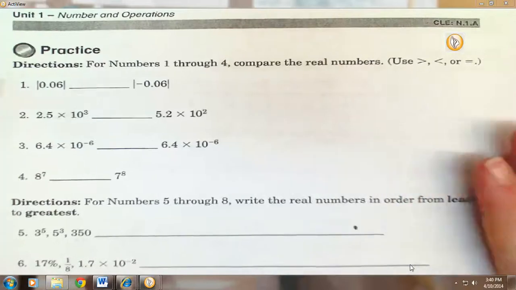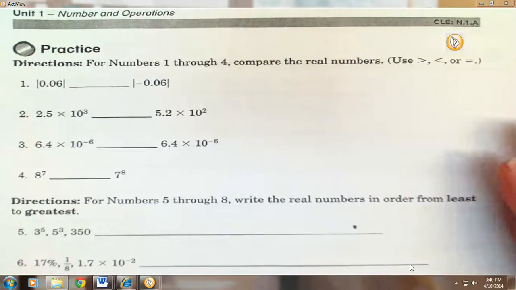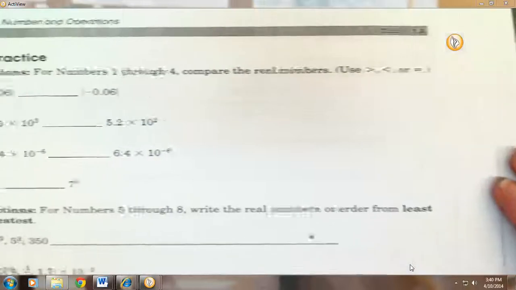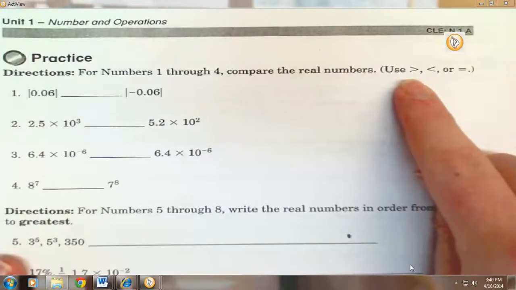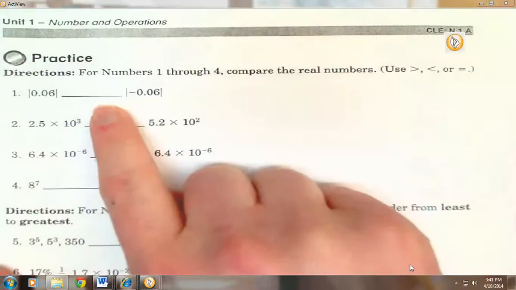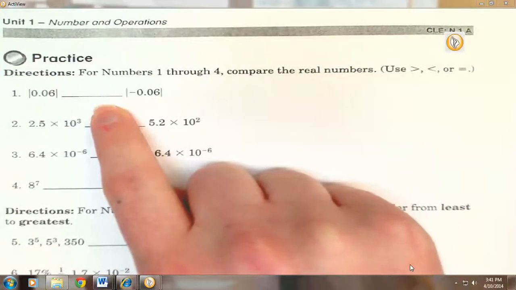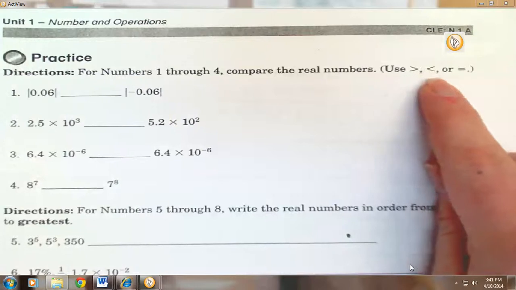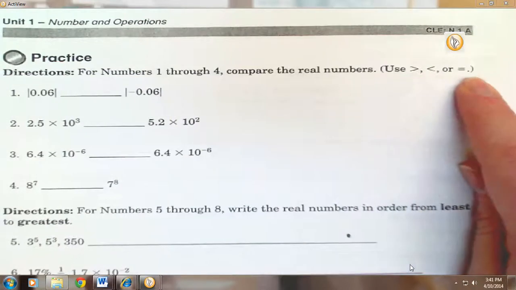Your job on numbers 1 through 4 is to decide if we should use the greater than symbol, the less than symbol, or the equals symbol between these two numbers. So you're going to have to evaluate each side of the problem to determine if one side is larger or the other, or if maybe they're both equal.